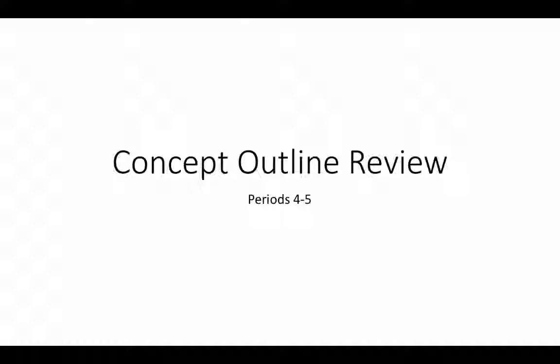This is the concept outline review for periods 4 through 5. So what you're going to see is that this is going to span that time period of the New Republic leading up to the antebellum years, and then the consequences of the Civil War and how the country handled that during the Reconstruction. So period 4 is about 1800 to 1848, the New Republic, as well as many of the major issues that are going to set us up for the antebellum years.